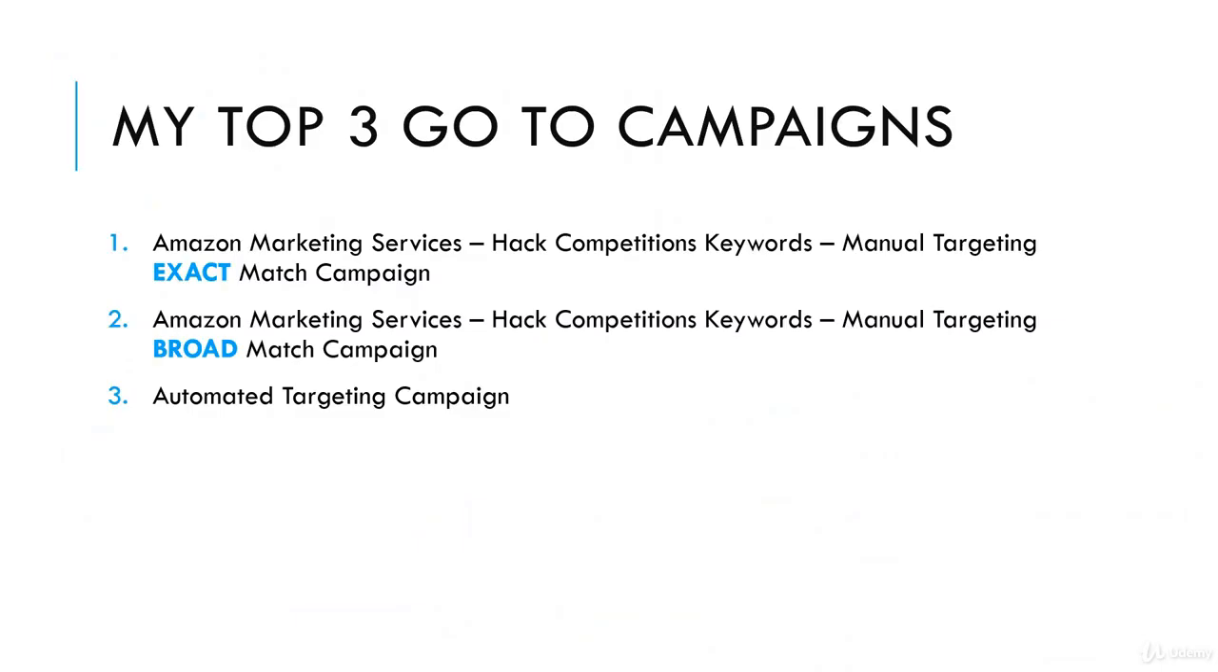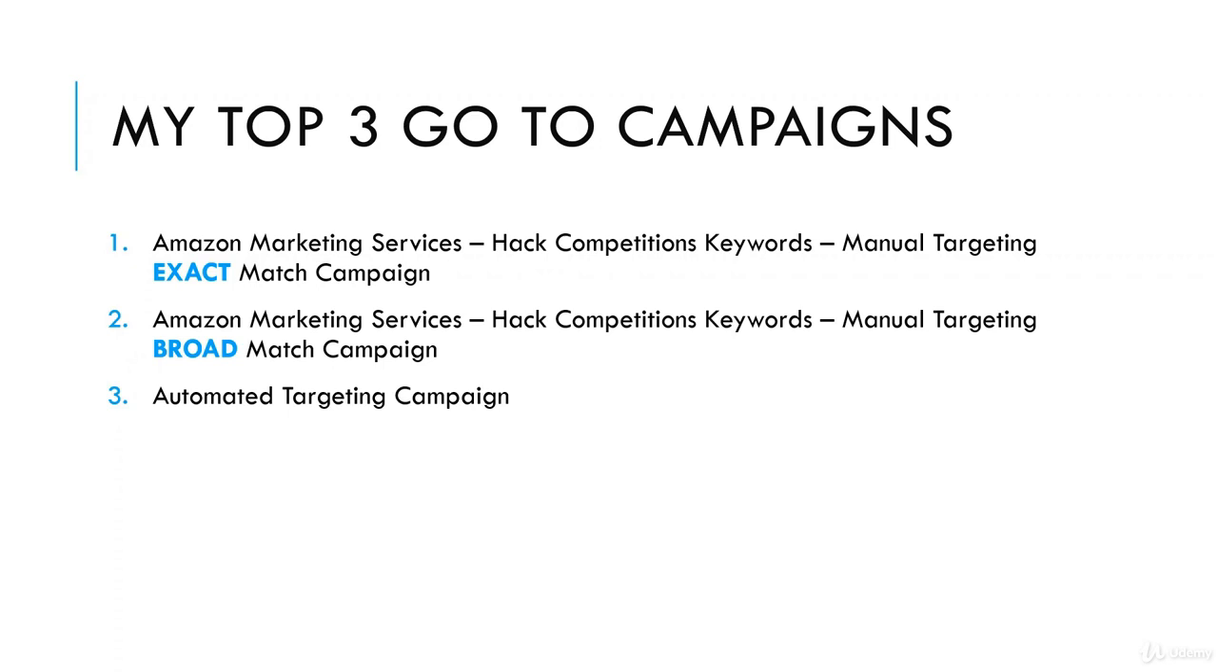Remember, I like to run 3 campaigns per product in the beginning to test and find more keywords. Number one, I use Amazon Marketing Services to steal all my competitors' keywords from their listings. Then I come back to Seller Central and create a manual targeting campaign matching these exact keywords. If you have the budget for it, I'll even split test at the ad group level and make one ad group an exact match and one a phrase match.